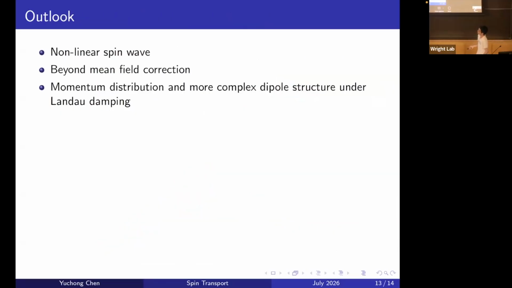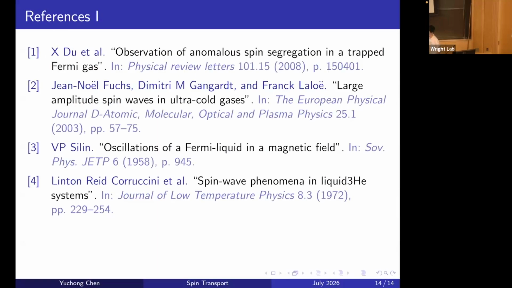So finally, outlook: basically, we can look at nonlinear spin waves just beyond the linear response. We can also look at beyond mean-field corrections. And finally, some more complex momentum space issues for the spin dynamics when damping occurs. So here are my references, and thank you.